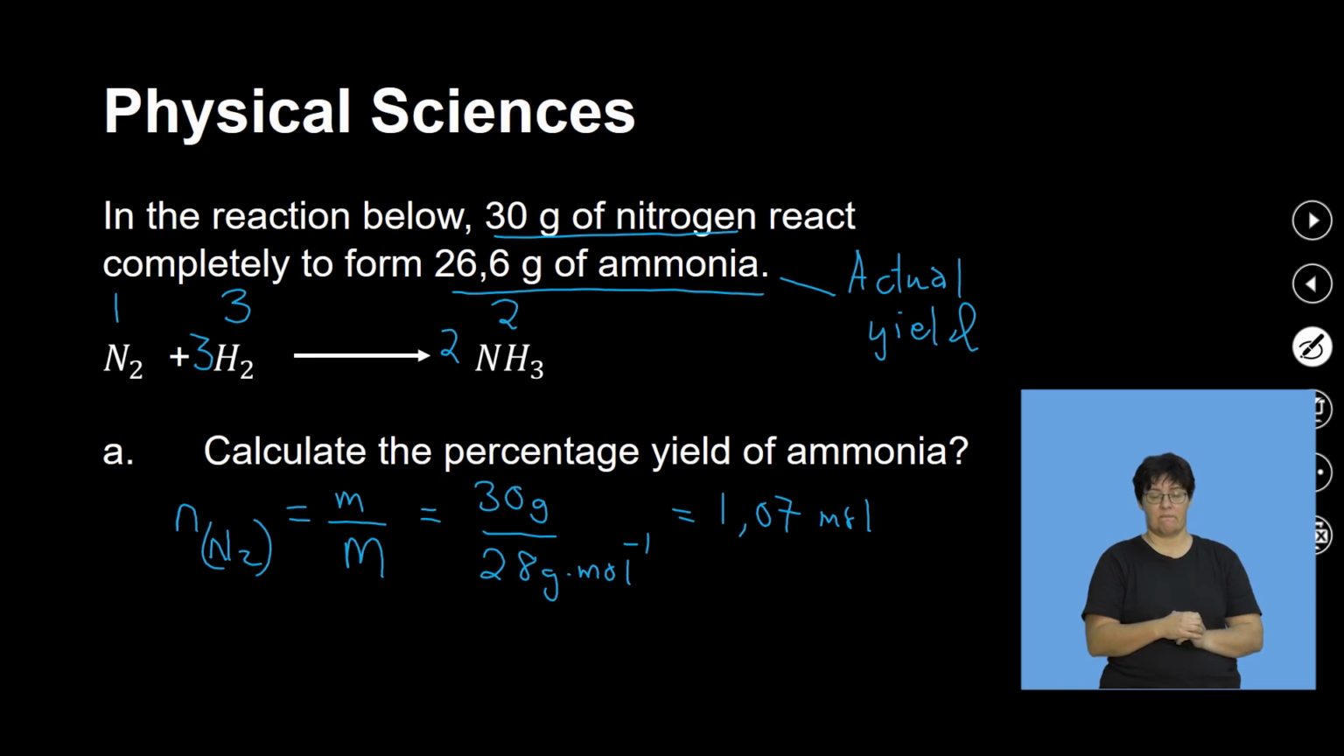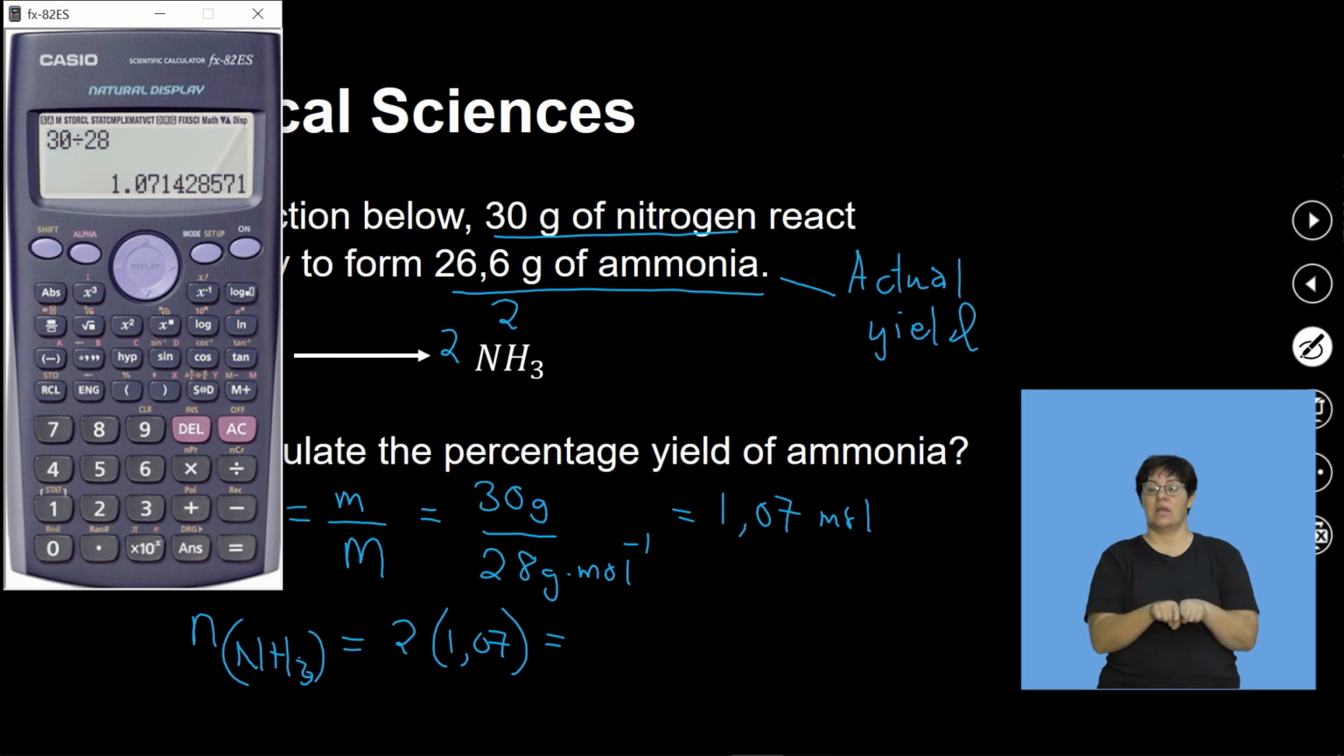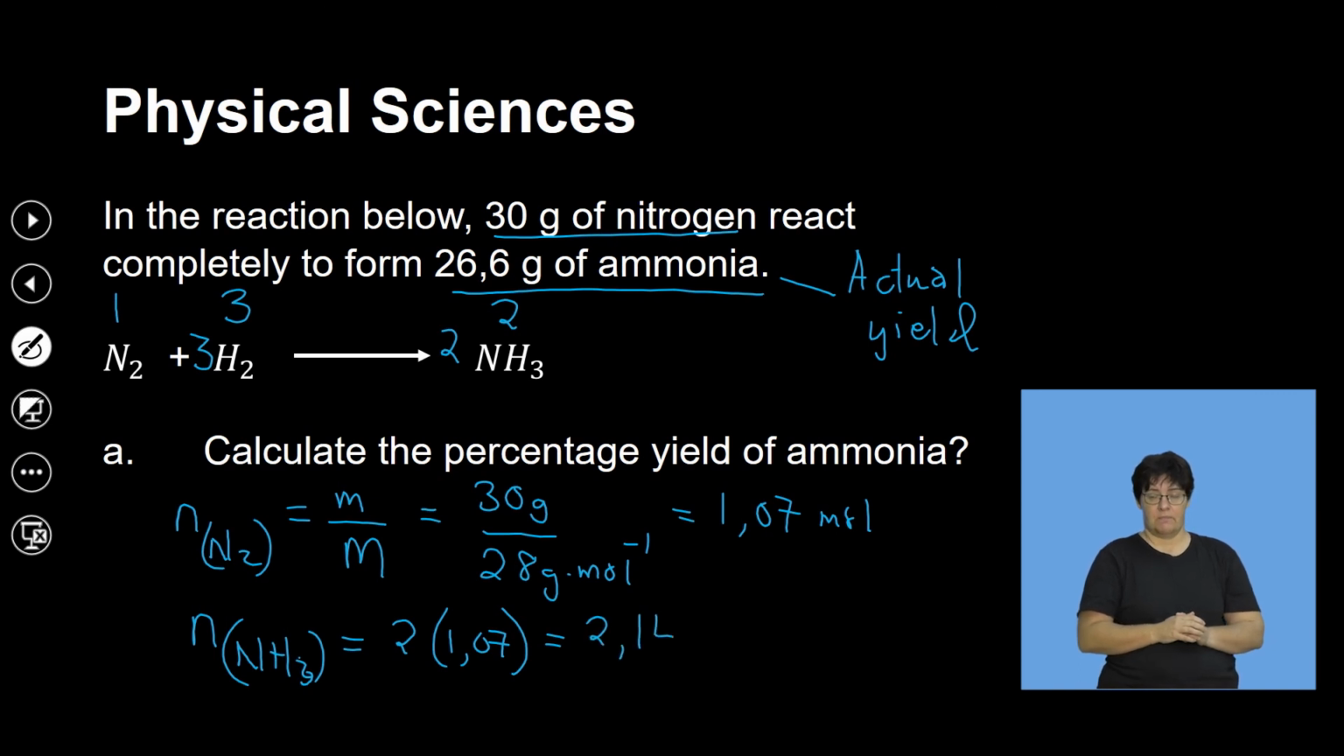But then how many moles of ammonia must be formed? Every mole of nitrogen forms double the number of moles of ammonia. So from the stoichiometric ratio, we know that the number of moles of ammonia in this case will be equal to 2 multiplied by the number of moles of nitrogen, which is 1,07, right? So if we double that, what do we get? We'll multiply that by 2, we'll get 2,14 moles.